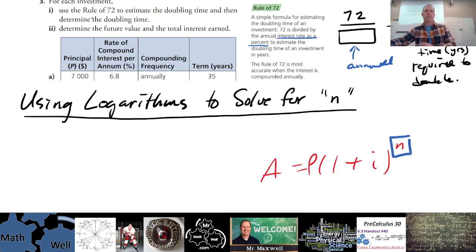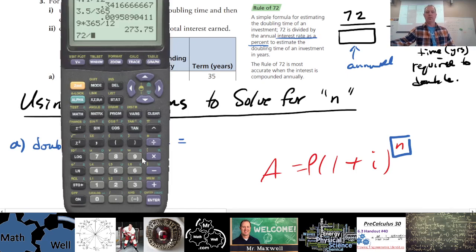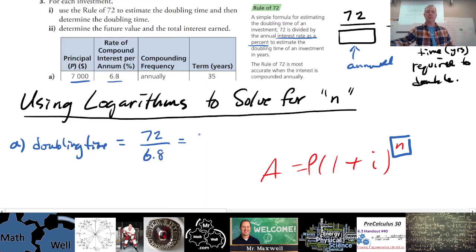So for A here, I have $7,000 at 6.8%, and I want to know how long it's going to take to double that. Use your rule of 72. So the doubling time is your 72, and it doesn't matter what the principal is. It's just what the annual interest rate is. So 72 divided by 6.8 is 10.6 or so. So 10.6 years is your doubling time.